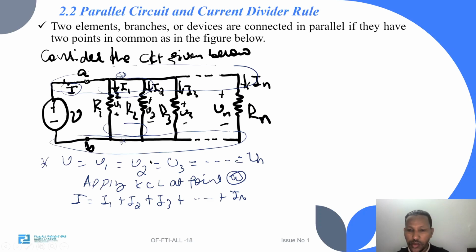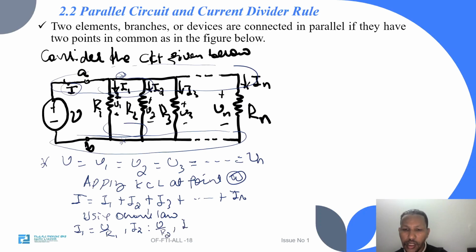So using Ohm's law, we can write I1 equals V over R1, I2 equals V over R2, I3 equals V over R3, and then In equals V over Rn. Okay, we can substitute these expressions into the previous expression.